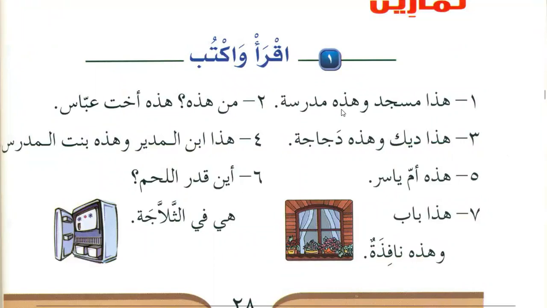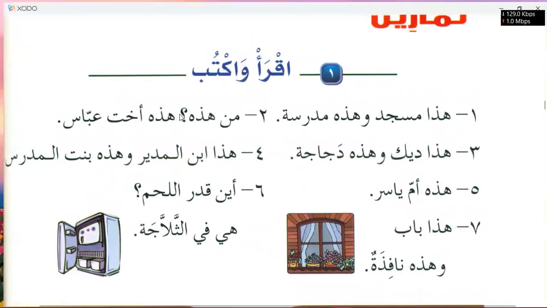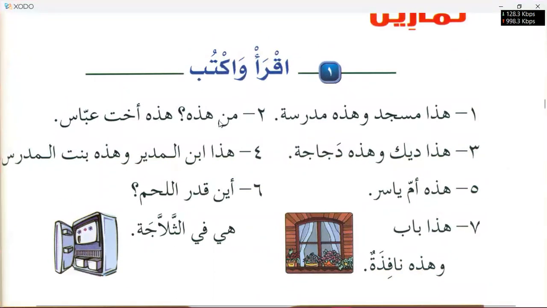Haza masjidun wa hazihi madrasa. Number two. Haza masjid. This is a mosque, and this is a school. Man hazihi? Whose is this? To whom does this belong? Who is this? Man means who. Hazihi ukhtu Abbas. This is the sister of Abbas.